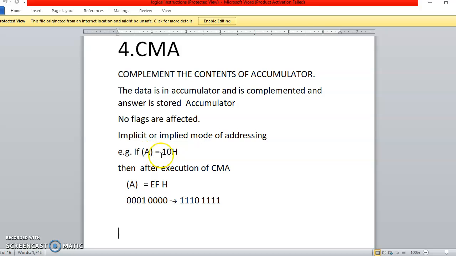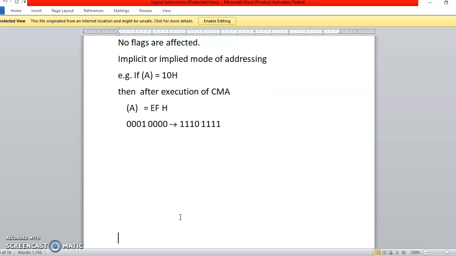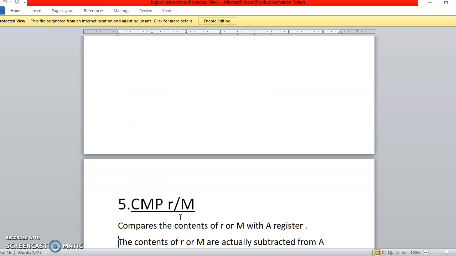So if A is 10, 10 actually means 0001 0000. So each bit will be complemented. The 0s will become 1, and the 1 will become 0. Hence the accumulator contents will be EF. So CMA, that is complement accumulator, is one of the logical instructions.